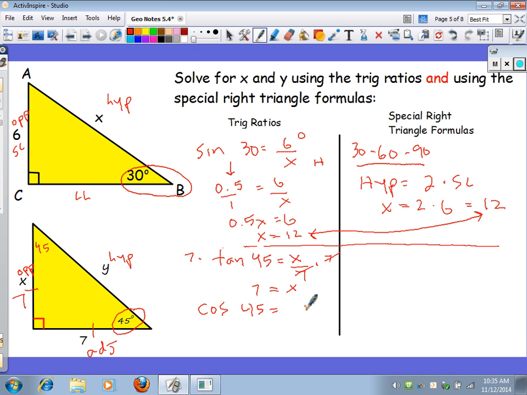Cosine of 45 equals 7 over y. Do you know why I use cosine? Adjacent side over hypotenuse. So, CAH, so, ka, toa. C-A-H would be so, ka, toa.